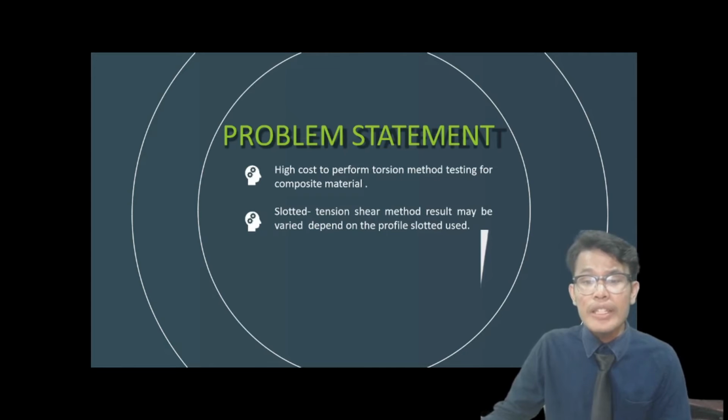The torsion test method is the most commonly used type of test for testing material. But for composite laminate material, using the torsion test is expensive and needs high precision tools to produce the specimen. Second problem, the result of the pure shear stress produced may vary. It depends on the slotted profile used.